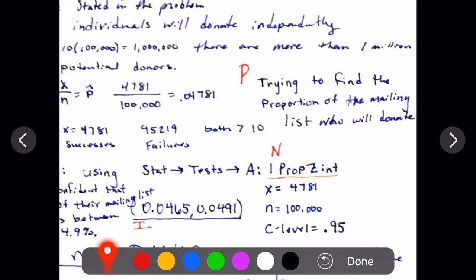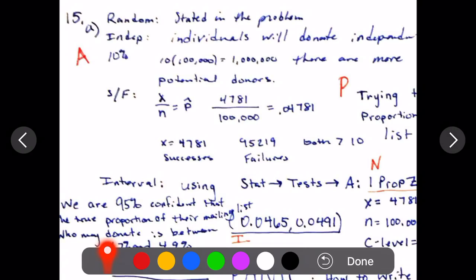It was about a philanthropic organization trying to figure out how many people on its mailing list would actually donate. So they sent out 100,000 mailers, and they asked people to donate. And they had 4,781 people return donations. So that was just a sample, and they're trying to determine something about their population. So we're inferring back from a sample to a large population of interest.